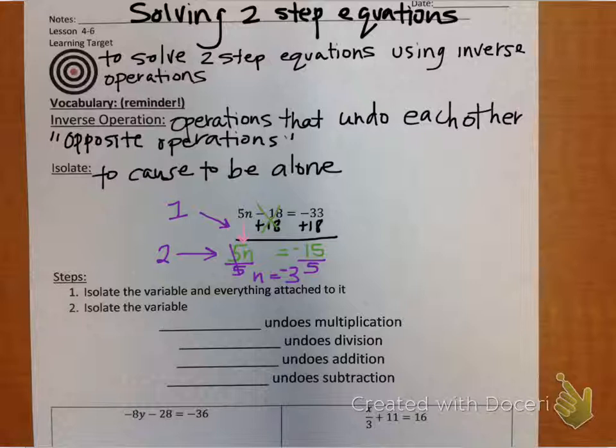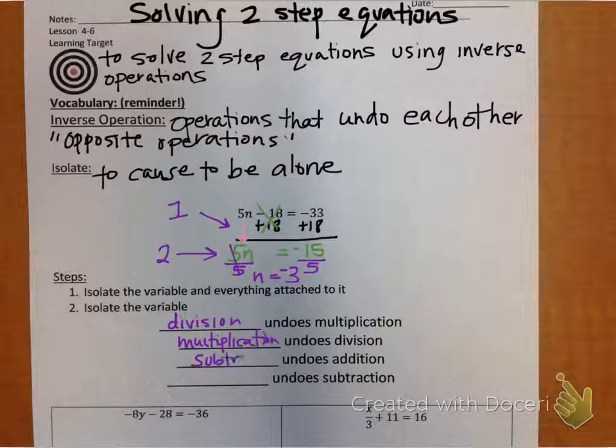It's important that you remember these 2 steps. We isolate the variable and everything attached to it, which would be the 5n, and then we isolate the variable, which is n. So here I've put this on the board and I've told you a lot, but I thought it would be helpful for you to just write it down in your notes. What undoes multiplication? We know that division undoes multiplication, and multiplication undoes division.